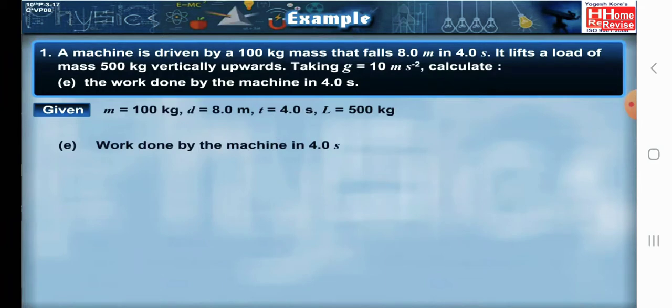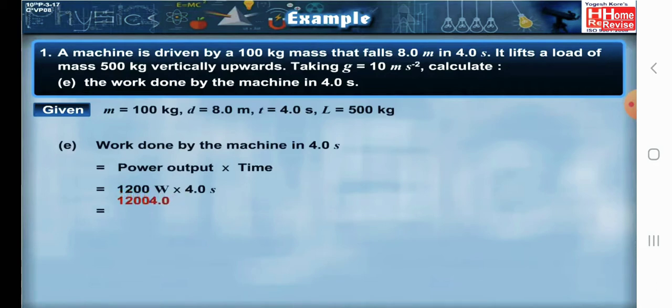E. Work done by the machine in 4 seconds is equal to power output into time. Substituting the values, it equals 1200 watt into 4 seconds, which equals 4800 joules.